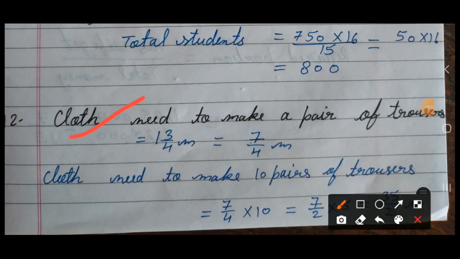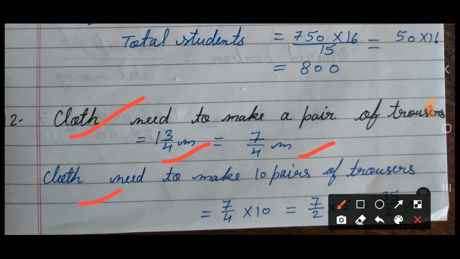Cloth needed to make a pair of trousers is 1 3/4 meter, and the improper form is 7/4 meter. This is the information about a pair of trousers.